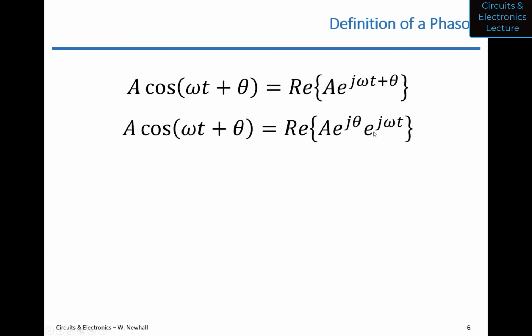Professor, is the j not distributive to the omega t and the theta? Yeah, you know, there should actually be parentheses up there. So yeah, you're right. There should be parentheses in there. I don't know why it didn't show up.